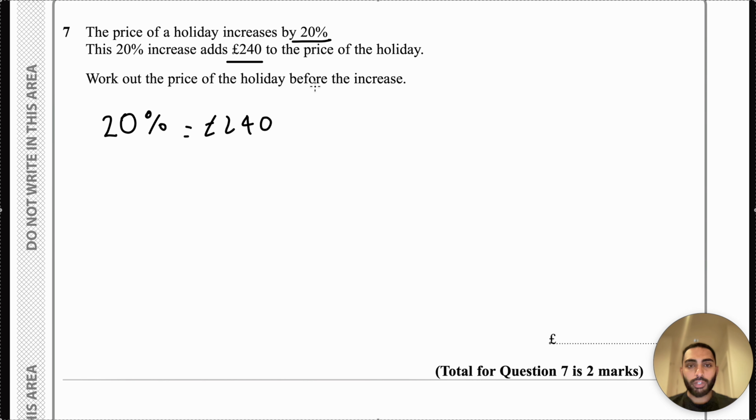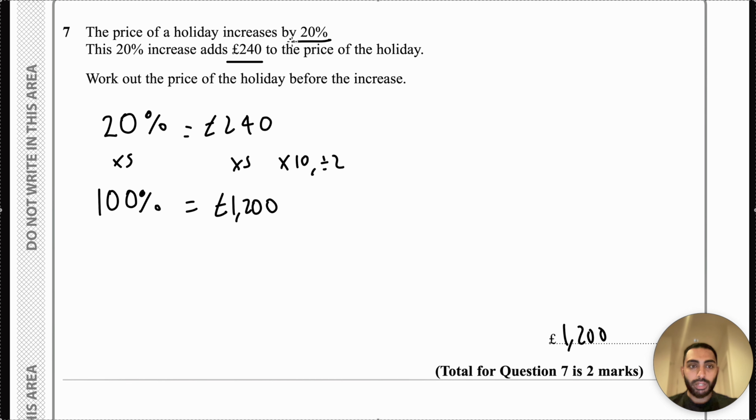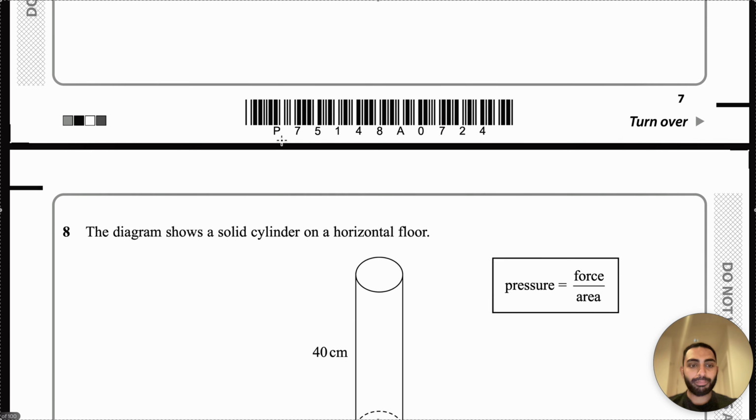I need to find the original price of the holiday, so I need to find 100%, the original price. On the left-hand side, I've multiplied by 5 to get from 20 to 100. On the right-hand side, I need to do the same thing. So a quick way to multiply by 5, I can times it by 10, and then I can divide it by 2. 240 times 10 is 2,400. Divide it by 2 would be 1,200. One way you could check this is if you find 20% of that, you should get 240.